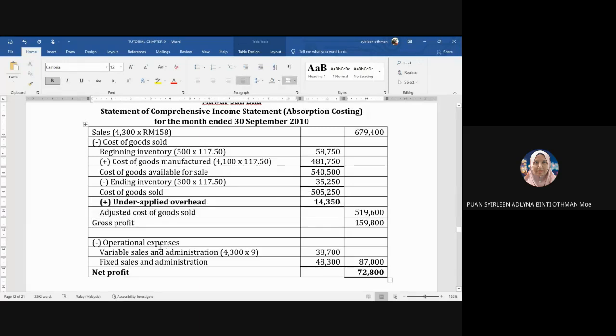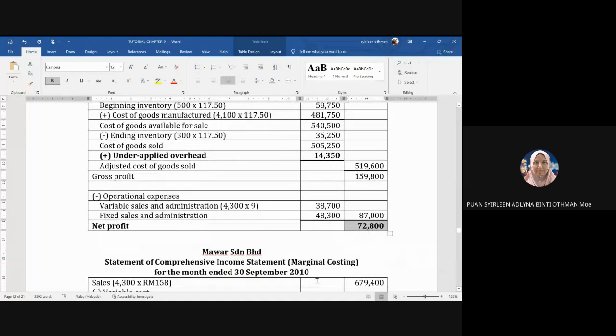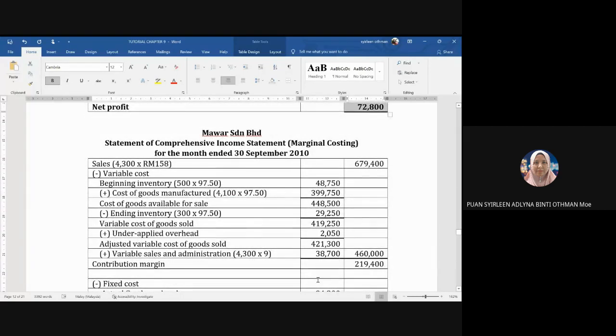Your operational expenses dekat sini is variable sales and admin, and also fixed sales and admin. Okay, so kita dapat net profit of 72,800. Okay, untuk marginal, alright, so you do have your variable cost of goods sold. Kita ada adjustment, that means you're under applied, you will add 2,050 ringgit to get your adjusted variable cost of goods sold. Lepas tu tambah dengan mana-mana variable cost yang ada to get your total variable cost.